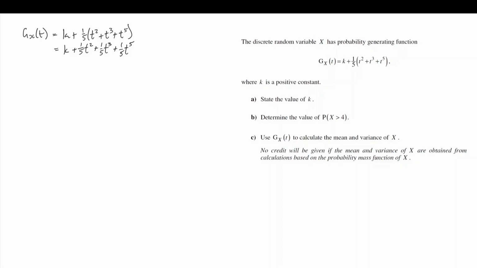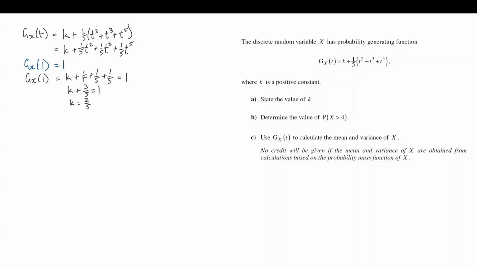A reminder that if we have a probability generating function and we substitute 1 for the t value, that whole expression should equal 1. It will be the sum of all of the probabilities, which equal 1. So G_X of 1, we get k plus 3/5, which equals 1, meaning k must be 2/5. We may well have been able to see that from the very beginning, knowing that there were 3 terms which had a probability of 1/5, leaving 2/5 for the final term.